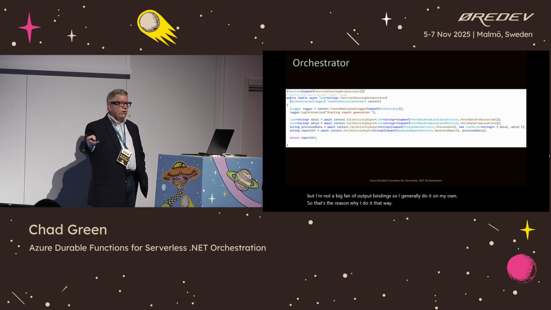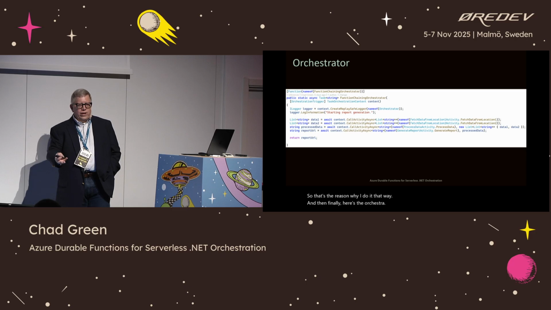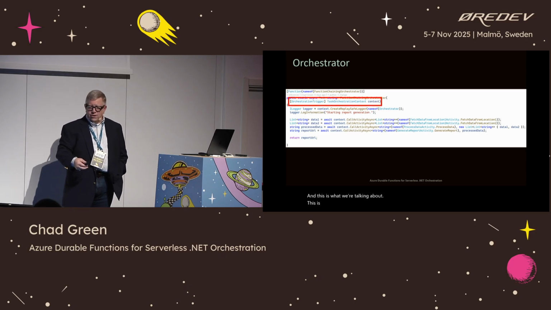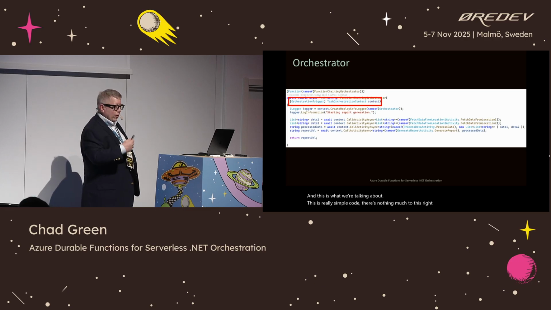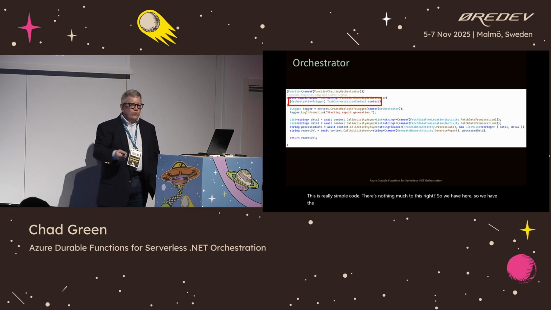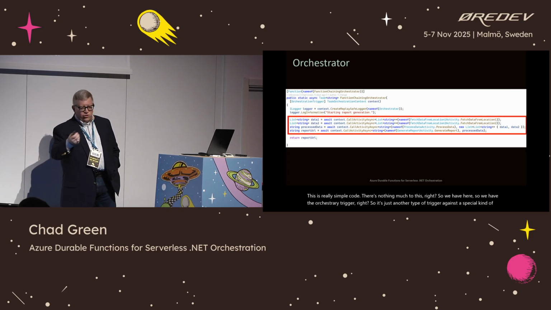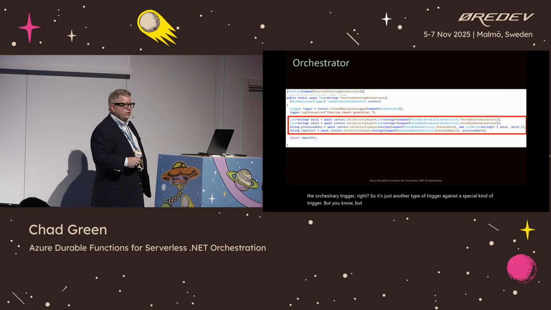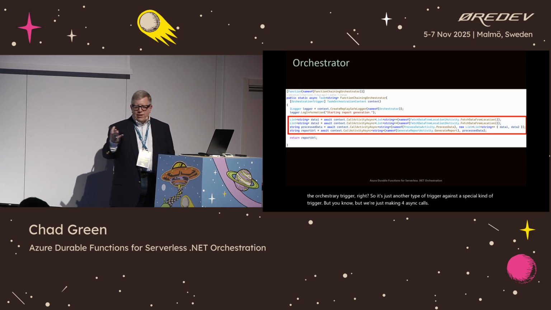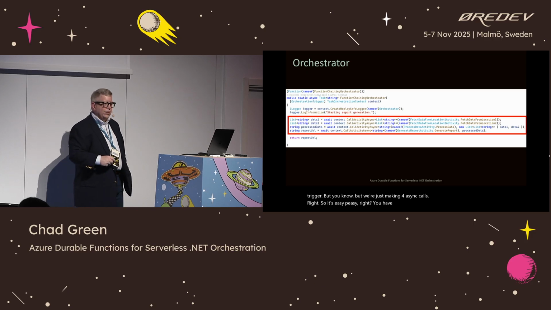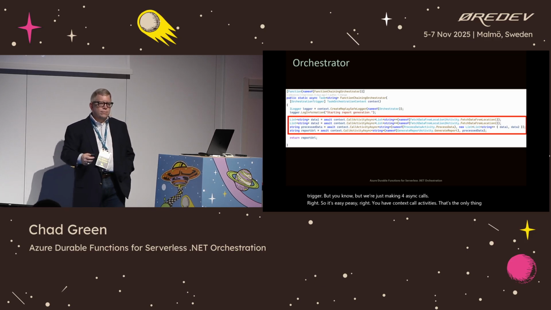And then finally, here's the orchestrator. And this is what I was talking about. This is really simple code. There's nothing much to this, right? So we have here the orchestrator trigger, right? So it's just another type of trigger. Again, it's a special kind of trigger, but then we're just making 4 async calls, right? So it's easy peasy, right? Context.CallActivityAsync. That's the only thing that makes it an activity trigger at that point.